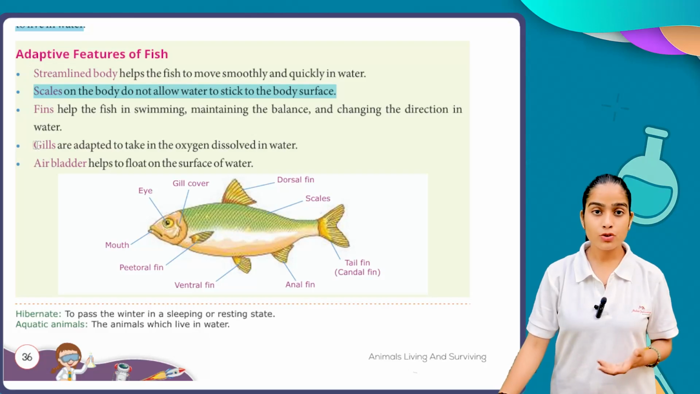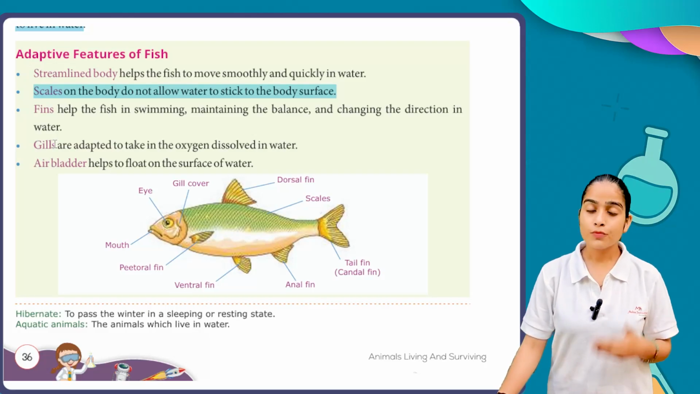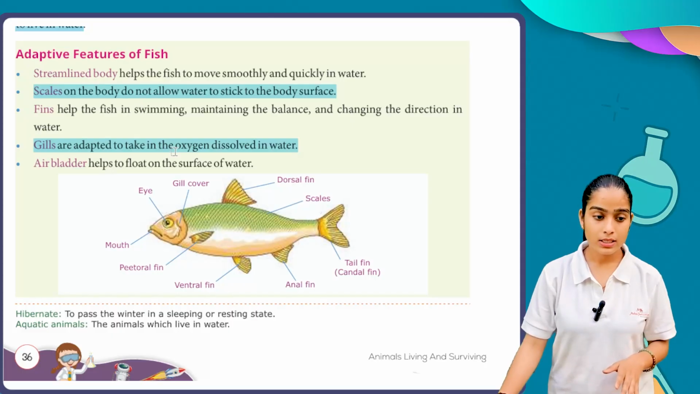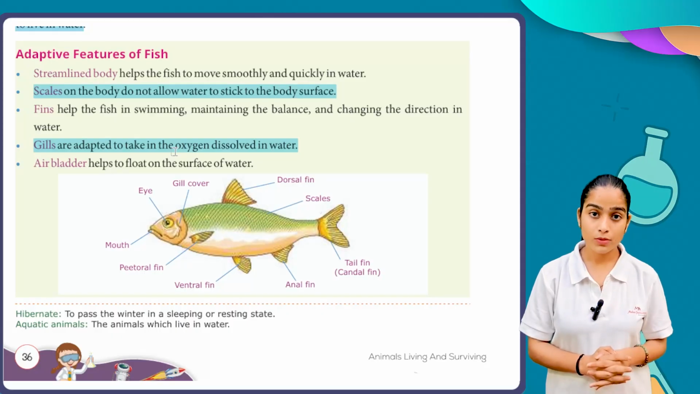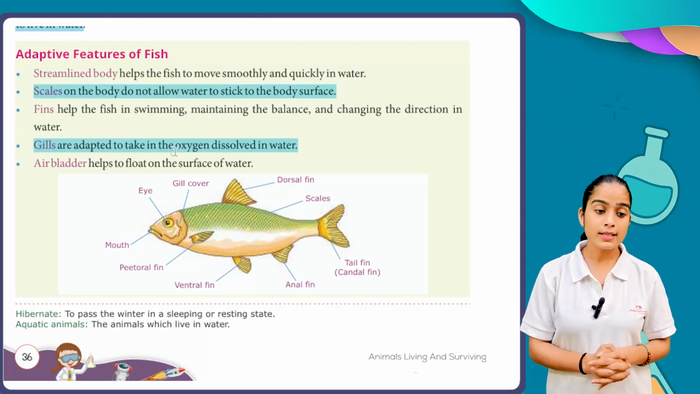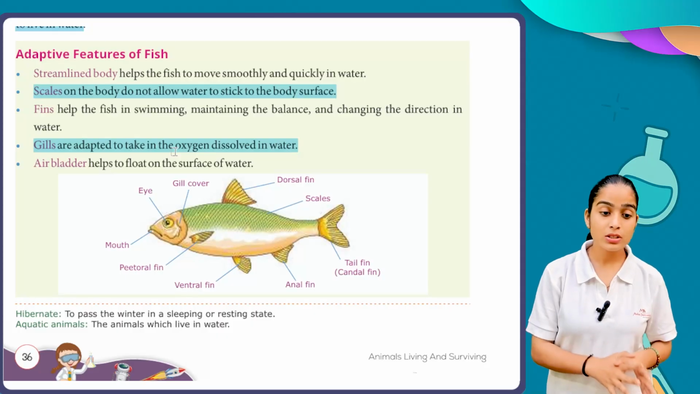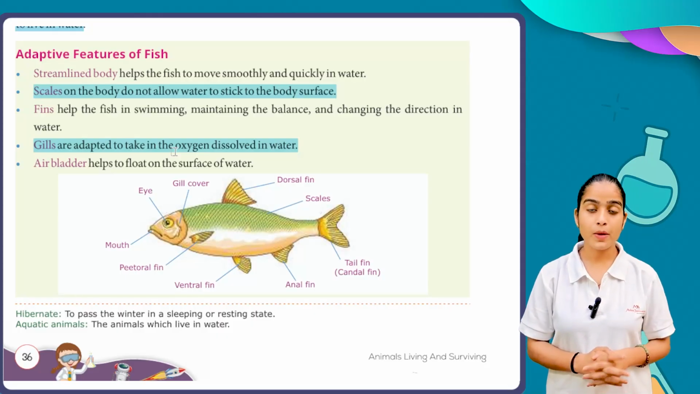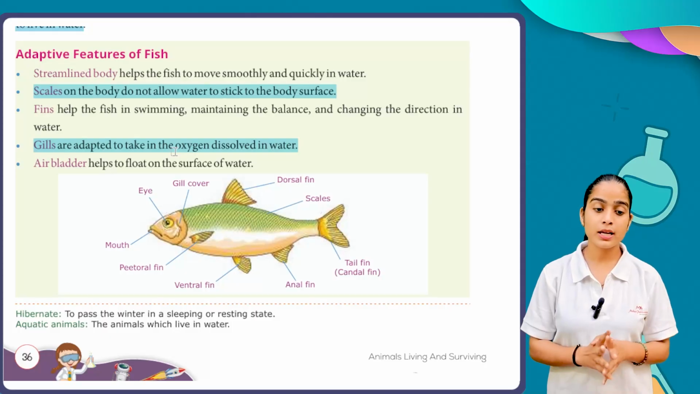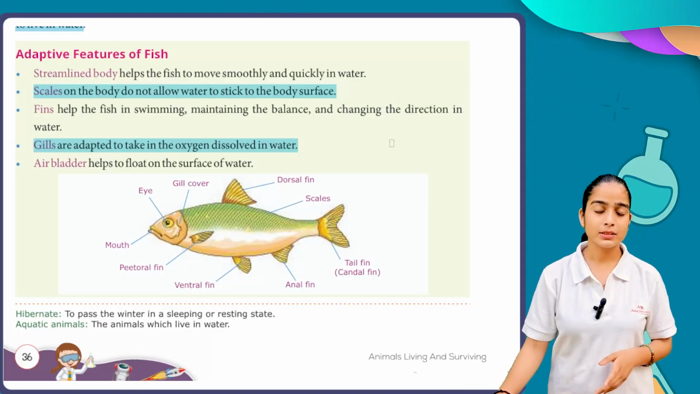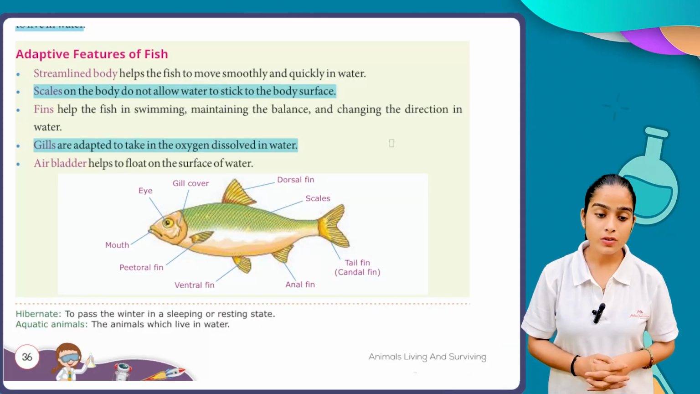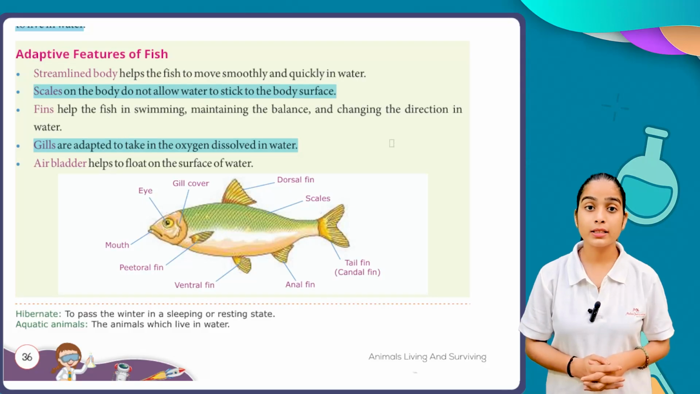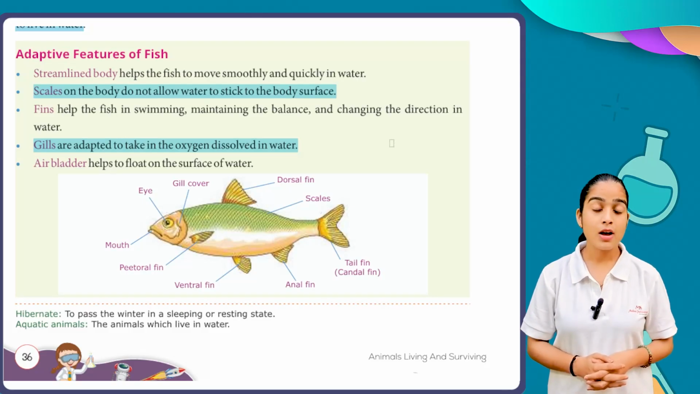Next, gills. So fish do not have a nose. Fish do not have lungs. So with the help of gills, they take in oxygen. Gills are adapted to take in the oxygen dissolved in water. As we all know, fish do not have lungs. With the help of gills, they can take in oxygen.